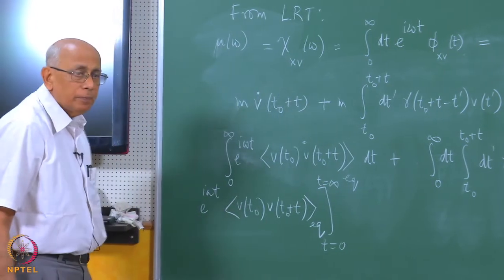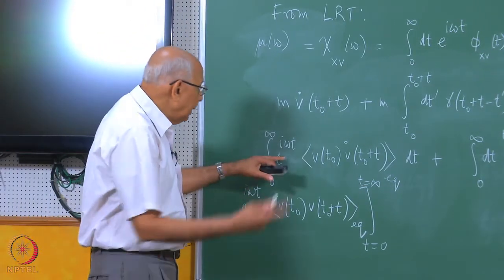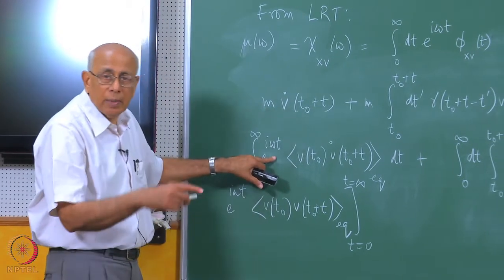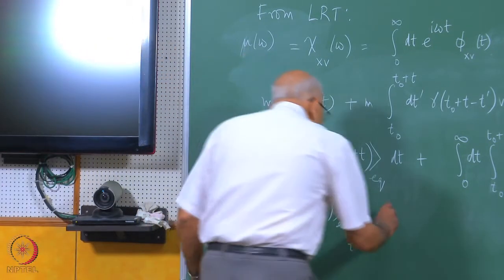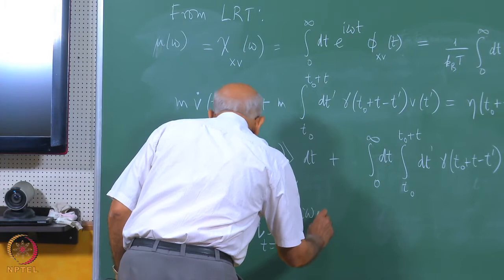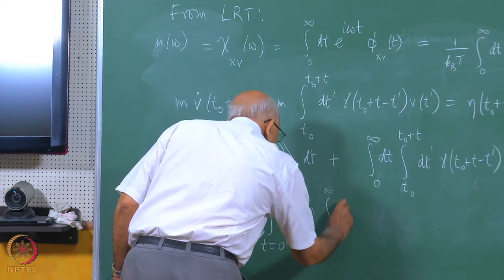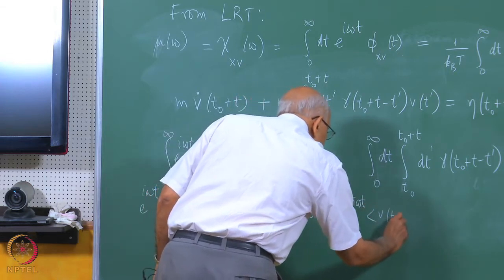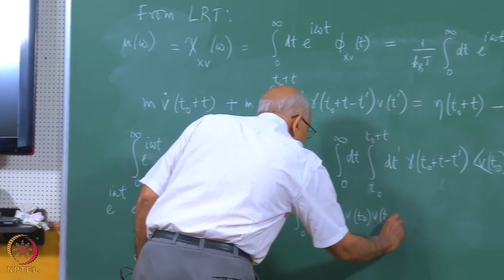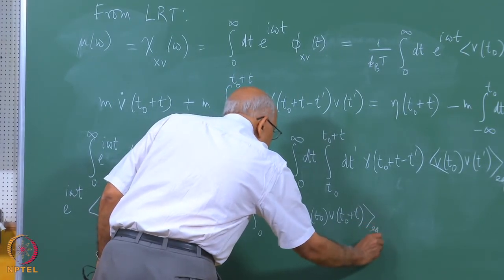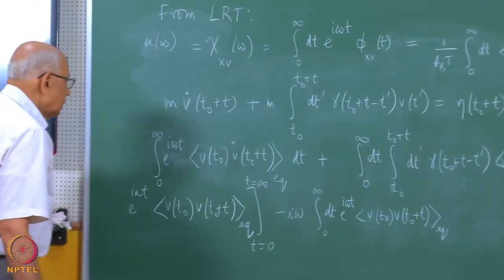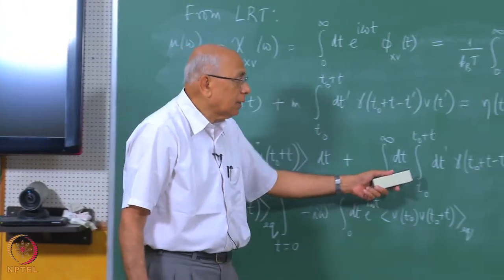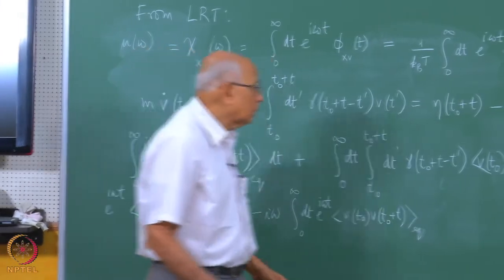That is the first term. And then minus, since it is integration by parts, the derivative with respect to T of this guy, which is minus I omega times that. So minus I omega integral 0 to infinity dt e to the I omega T, V of T naught, V of T naught plus T, equilibrium. So that is this portion gone plus this double integral, and I now need to simplify this double integral.